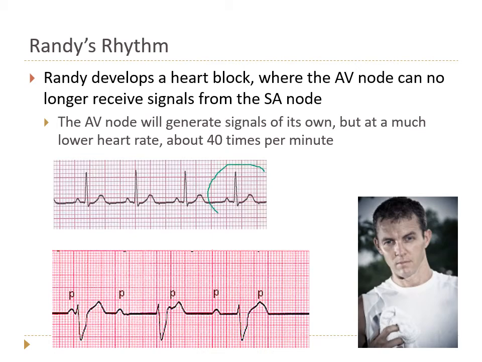So if this is a normal EKG here with a normal heart rate, this is a much slower heart rate down here. And we can see they've labeled the P waves, and you can see that the P waves have no relationship to the actual ventricular contractions at all. So the ability of the signal from the SA node to actually be received by the AV node is not working. So we have an AV nodal rhythm or maybe even a ventricular rhythm in this person. So it's much slower.